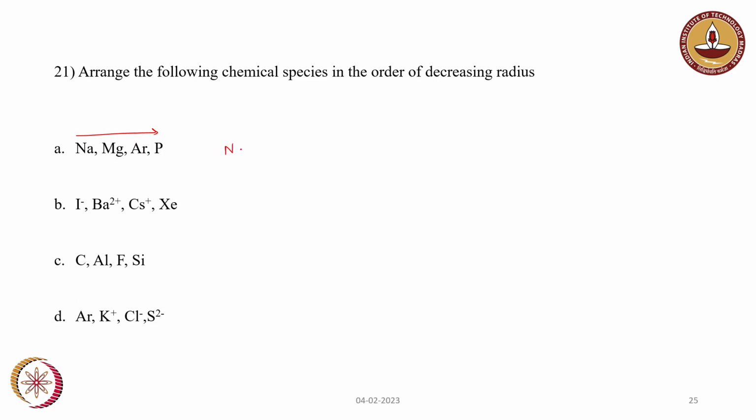So it will be sodium, magnesium, phosphorus and argon. So we are asked to find the decreasing order of the radius. So smallest will be argon, and then phosphorus, then magnesium and sodium. So it will be sodium greater than magnesium greater than phosphorus greater than argon. Next one is I minus, Ba2 plus, cesium plus and xenon. So these are isoelectronic species.